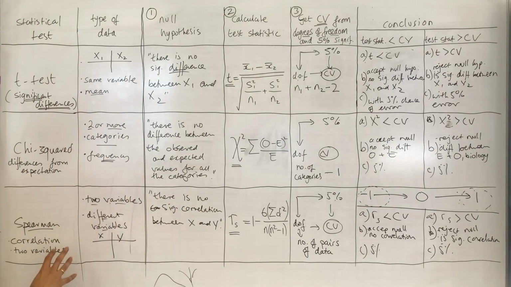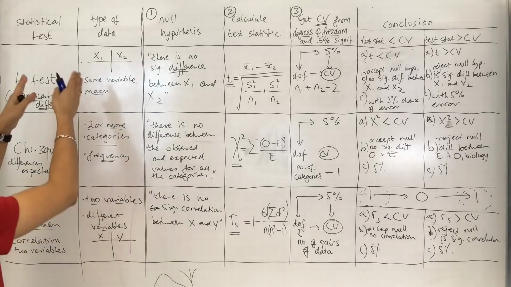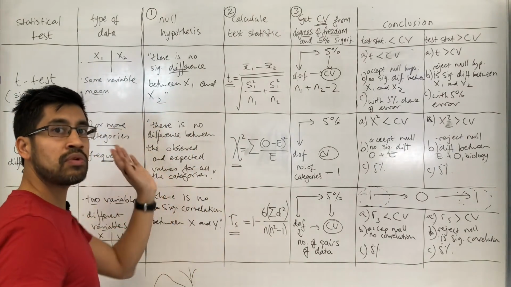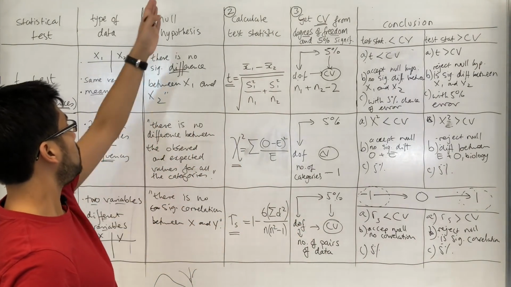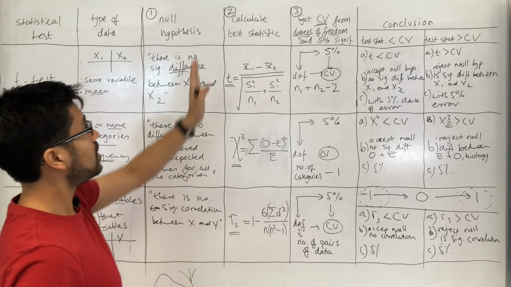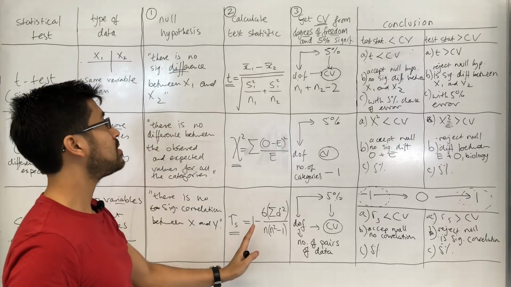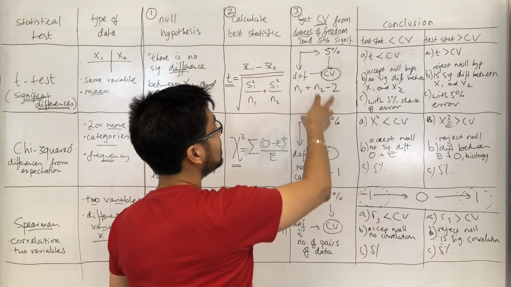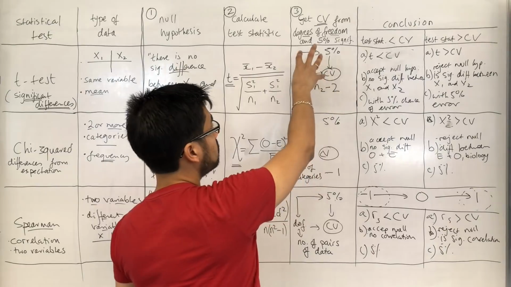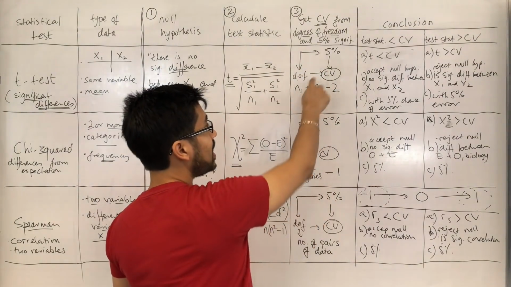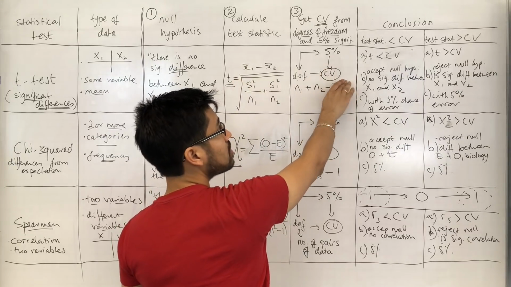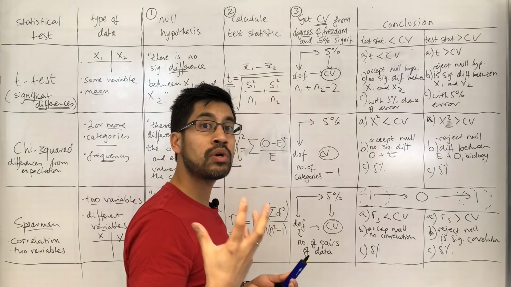The type of data that you have and what you are trying to get from that data, that's how you choose the test. But once you've chosen the test, the steps are essentially the same. You have to make a null hypothesis. You have to calculate your test statistic. You have to compare your test statistic to the critical value. So you have to work out the degrees of freedom to get your critical value. You have to compare your test statistic to the critical value in order to be able to make your conclusion.